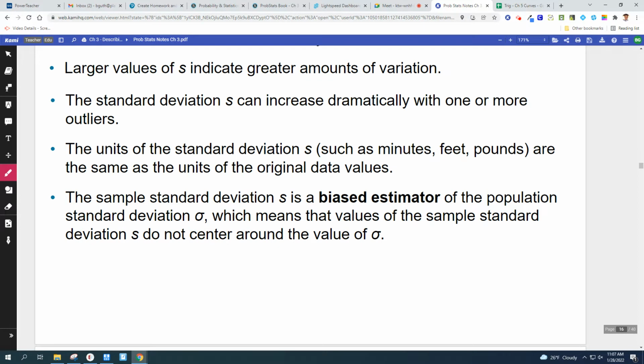The sample standard deviation S is a biased estimator of the population standard deviation, which means that the values of the sample standard deviation S do not center around the value of the population standard deviation. We'll talk a little bit more about that later. I think that's kind of a tough definition. You might want to read that again.